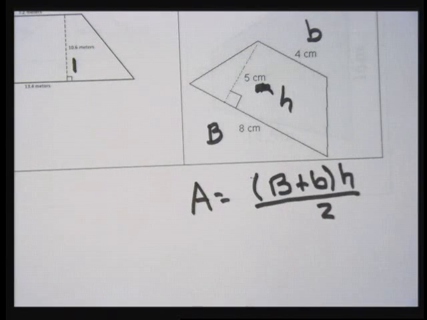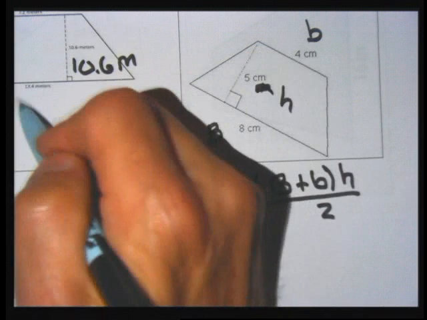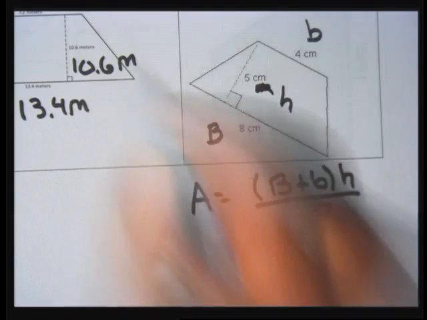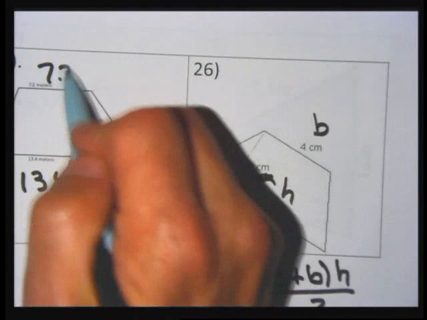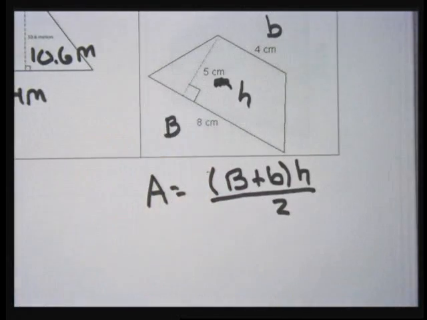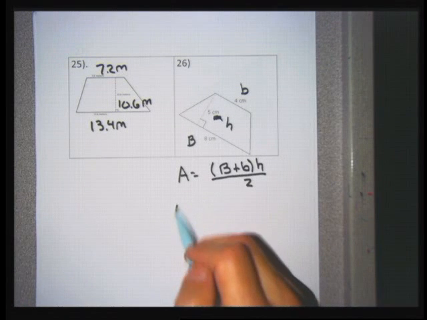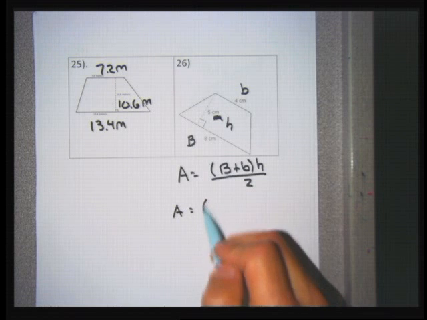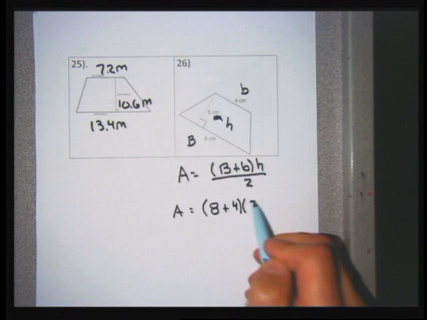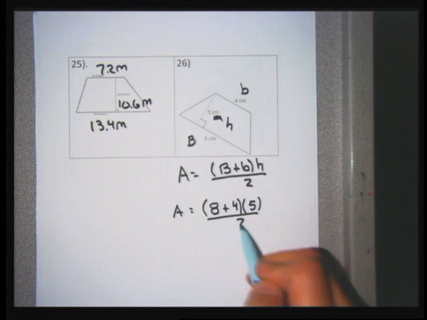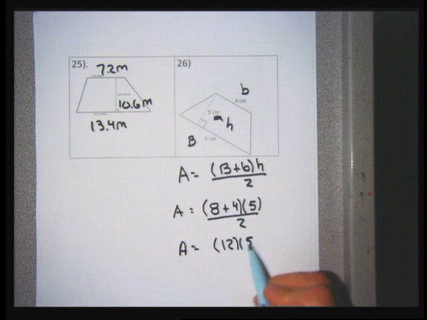So for your sides, one of the sides is 10.6 meters. Use M for meters. The big B is 13.4 meters, and 7.2 meters is the little b. So for me, I can put the units in at the end because I don't like working with the units. So big B, which is 8, plus little b, which is 4, times the height, which is 5, over 2. This is going to be 8 plus 4 is 12, times 5 over 2.